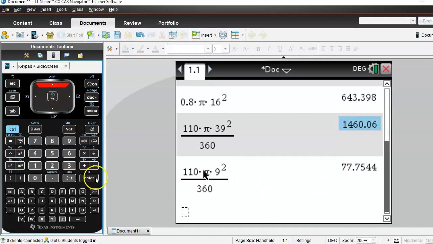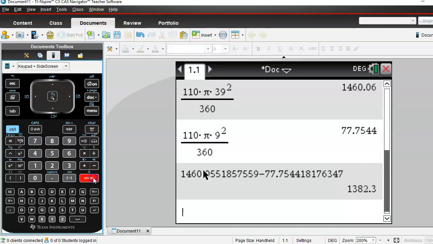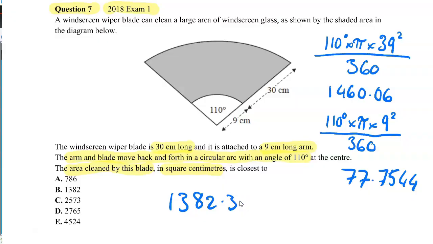So I'll just arrow up, hit enter, take away that one, enter. So it's around 1382.3. So that makes it closest to B. And yes, 66 of the state answered that one correctly.